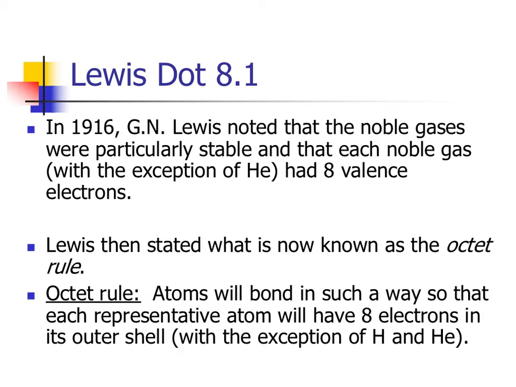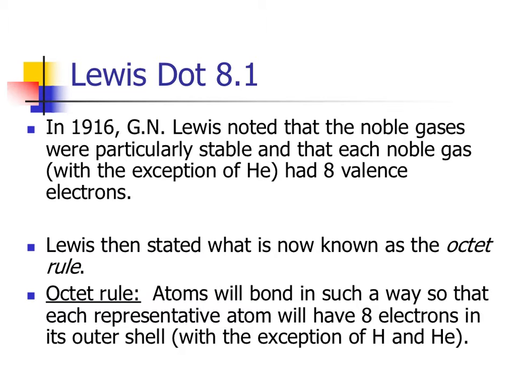Now, this begins the idea of the octet rule, meaning that atoms are going to either lose, gain, or share to achieve eight electrons in their valence shell, with the exceptions of hydrogen and helium, because they only have that one s energy level, and therefore the highest they can go is two electrons in that 1s shell. Whereas everything else beyond that, we're going to go the other way.